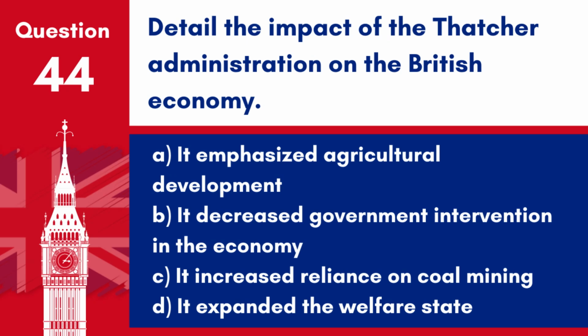Question 44. Detail the impact of the Thatcher administration on the British economy. A. It emphasised agricultural development. B. It decreased government intervention in the economy. C. It increased reliance on coal mining. D. It expanded the welfare state.